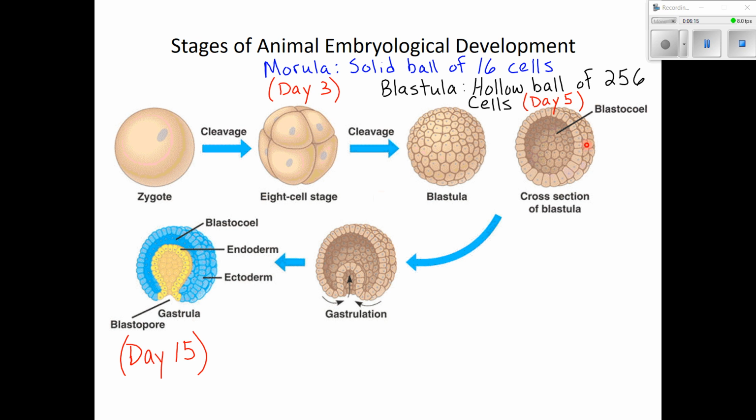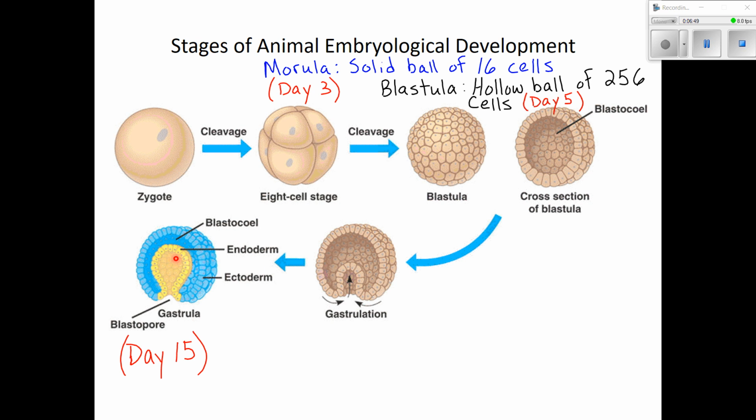Now, as this blastula, again, a blastula is a hollow ball of embryonic cells, as the cells continue to divide, notice a strange thing starts to happen. At one end of the embryo, there's a folding in, what's called an invagination or a pouching of the cells, where they literally fold inward to create a little pouch. And that pouch will eventually be known as the archenteron.